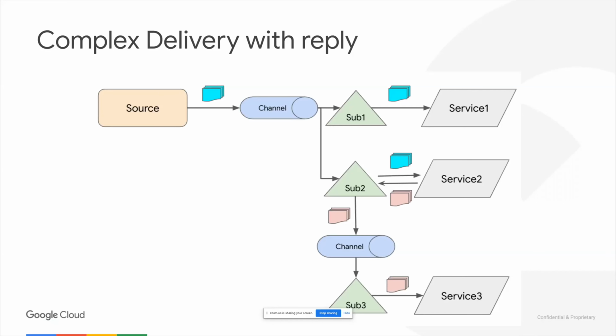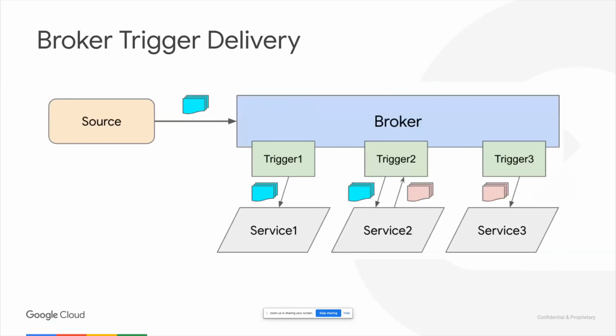So that's why we have the broker and trigger delivery. In this model, you have your source talking to a broker, and the broker lives in the namespace of your services, right? And it's kind of like the event mesh of your namespace, and it will receive the message. And then these services will register interest to the broker using triggers. In these triggers, these services say, I'm interested in this type of messages. So you are filtering on the type of messages.